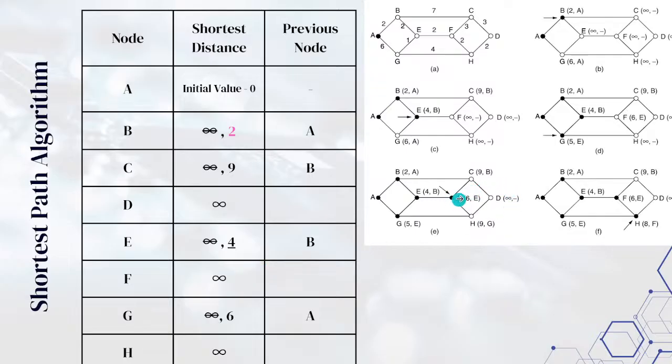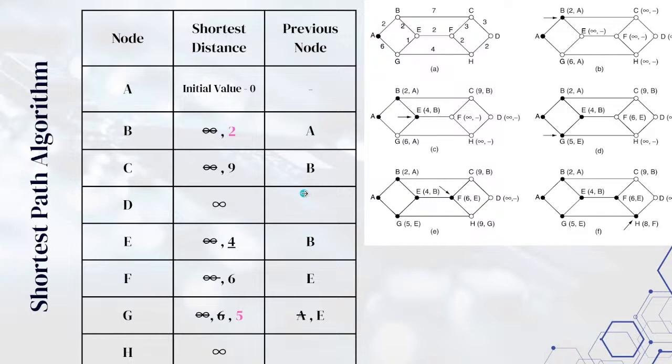The value of F is what? 6. Now, the immediate nodes which I am getting from F are C and H. So if I want to go from F to C, what is the total cost? We can say that 6 plus 3, that is 9. So I am writing here 9.